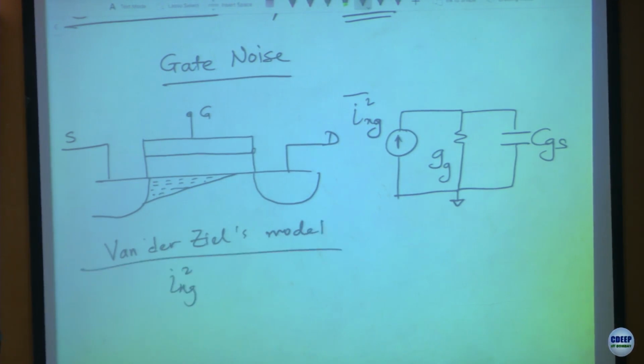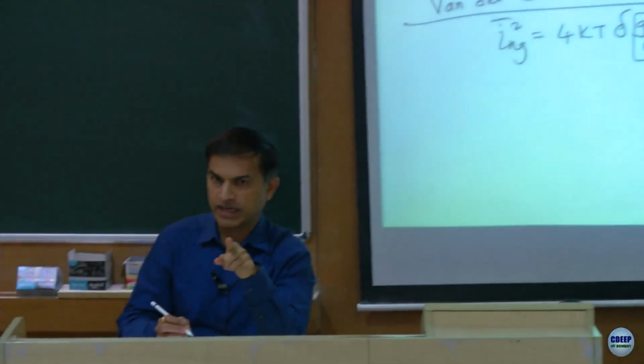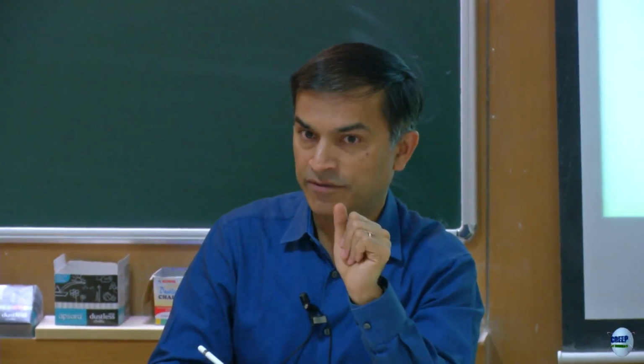And ING square is given by 4 kT delta GG times delta f. Now let me explain. The GG part is the impedance looking into the gate, if you remember last week's class. What was that about? With transit time effects, if you increase the gate potential suddenly, it takes some work for the channel to be formed, and there is some work done, which means there is some dissipation, which means there is some real component of the resistance.